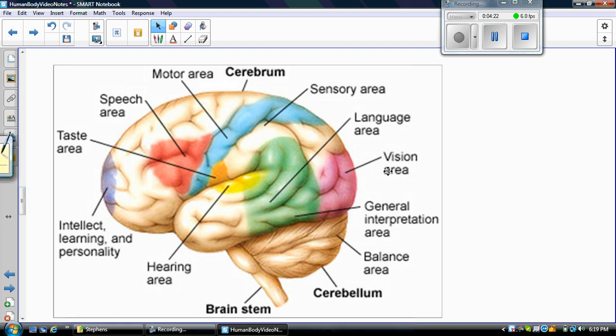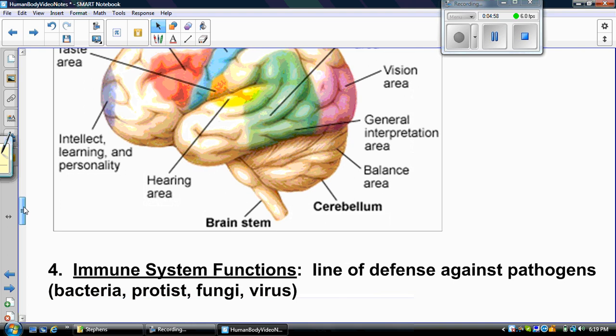This gives you an idea of what your brain is made up of, and it shows you areas of your brain and what they control. If you look here, you've got the sensory area, your language and vision area right here, and your hearing. If you damage any part of the brain in this area, you can have damage to your hearing or vision. Balance is specifically in the cerebellum. Just so you know, the brain is made up of three parts: the brainstem right down here, the cerebellum right here, which controls your balance, and then the rest of the mass is the cerebrum.